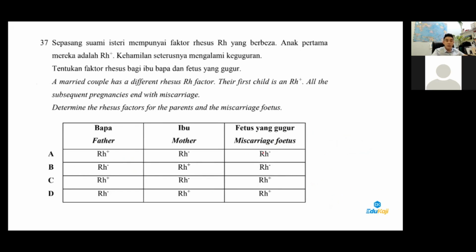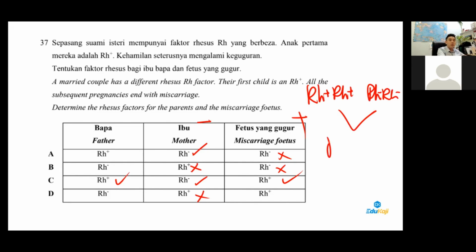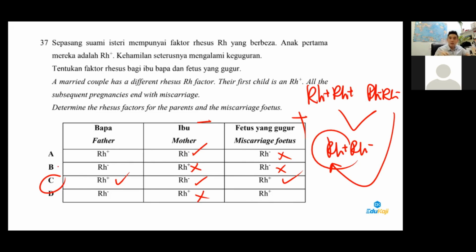37. There's a miscarriage normally because the mother is negative, the fetus positive lah. Let's say father Rh positive, mother Rh negative, but because the child is Rhesus positive, the mother's body doesn't recognize this and can attack. So yes, 37 answer is C.